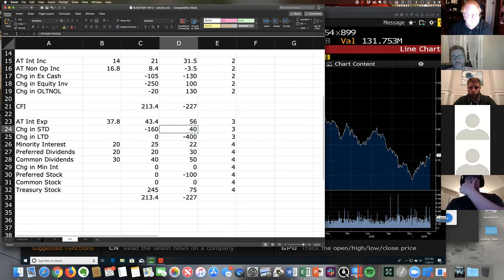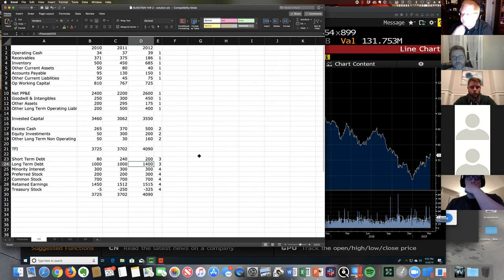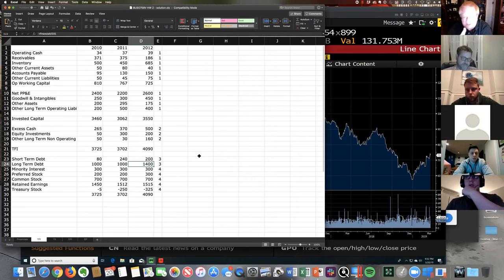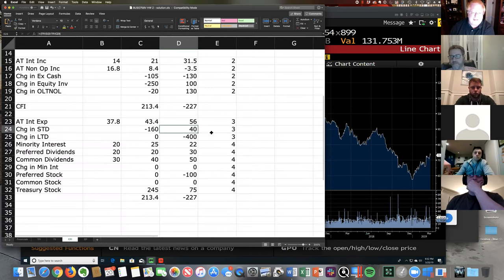Okay, let's go down to the next line item. What happened to long-term debt? It went up to 400. Was that an inflow or an outflow? If I borrow 400 million, because I'm basically borrowing 400 million more, is that an inflow or an outflow? Outflow, because you have less cash. No, it's the other way around. If your credit card balance goes up between two statements, you're spending money. You're taking money from the credit card company. So when your debt goes up, that's an inflow of cash. You're actually borrowing money from the bank, borrowing money from the bondholders. So therefore, it's a negative on your CFI.